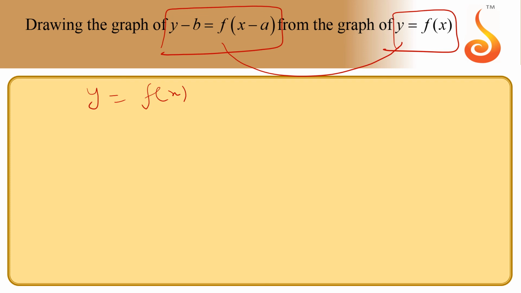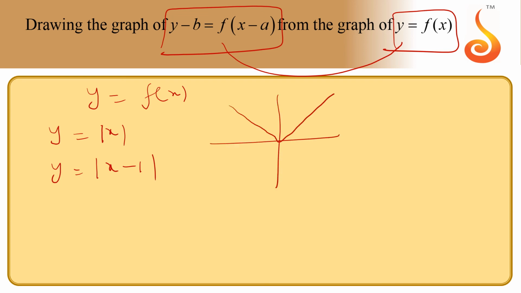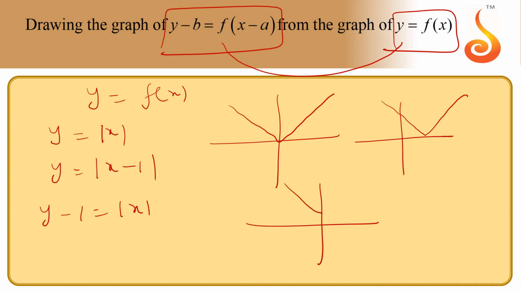For example, if you have y equals mod x, and y equals mod of x minus 1, what will happen? This is mod x, then x minus 1, one unit. Where do you have to move? Positive direction of the x-axis. If it is y equals mod of x plus 1, negative direction you have to move. Similarly, if it is y minus 1 equals mod x, it moves in the positive direction of the y-axis. If it is y plus 1, it should move in the downward direction.